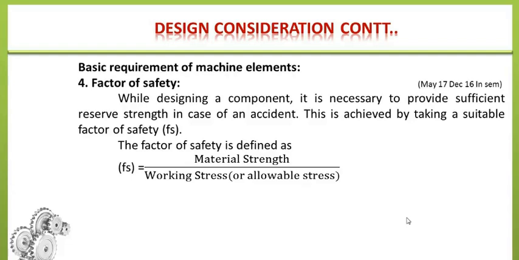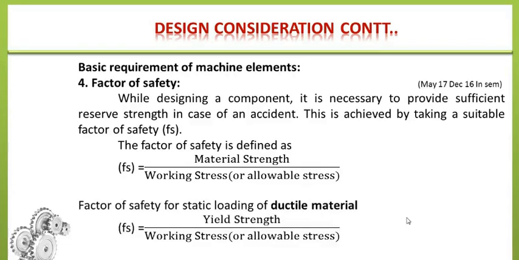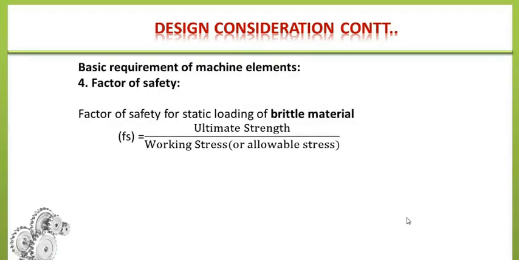Now let's see how we calculate the factor of safety for ductile material: yield strength divided by working stress or allowable stress. Likewise, for brittle material, which strength do we consider? Ultimate tensile strength. So ultimate tensile strength divided by allowable stress or working stress is called the factor of safety.